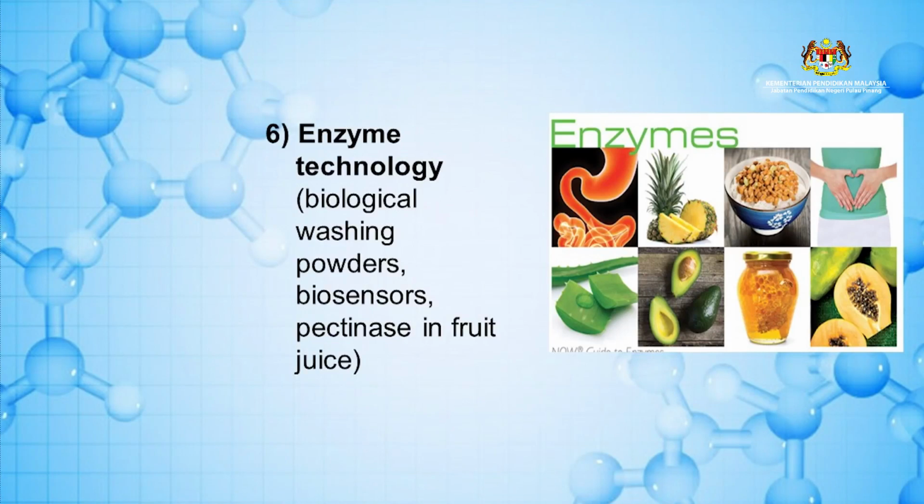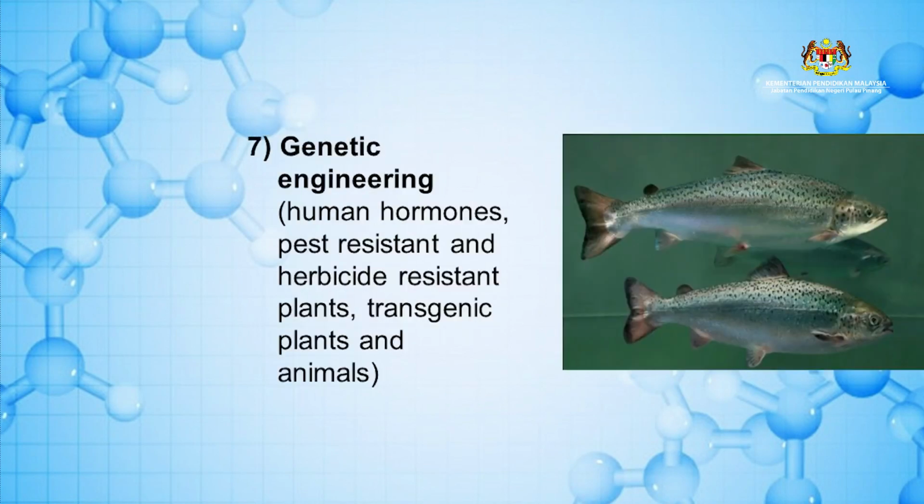Next, we will look into the usage of enzymes in various food industries. This is also a contribution of biotechnology in the food industry. Such examples are in honey production and fruit juice. In genetic engineering, biotechnology plays an important role as well. For example, human hormones, pest-resistant and herbicide-resistant plants, and transgenic plants and animals are produced. This helps in vast production of genetically modified organisms and foods to meet the demand of the highly growing world population.